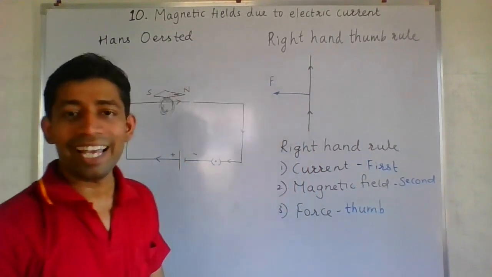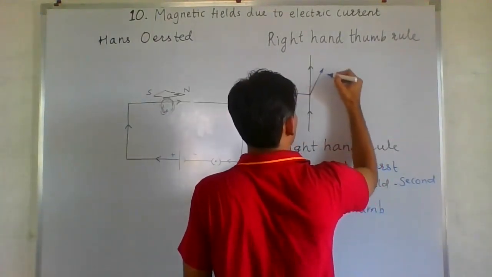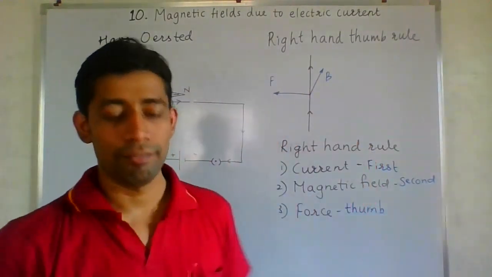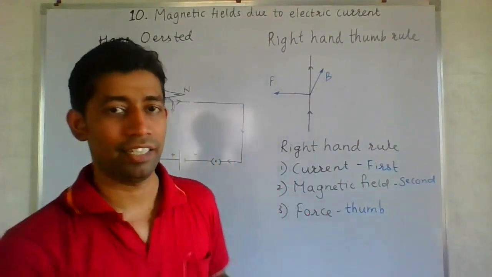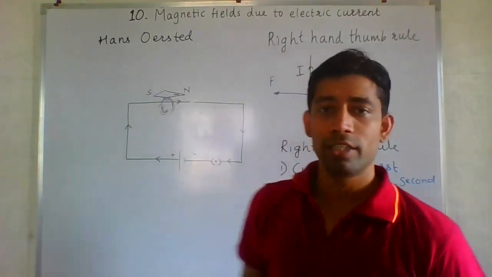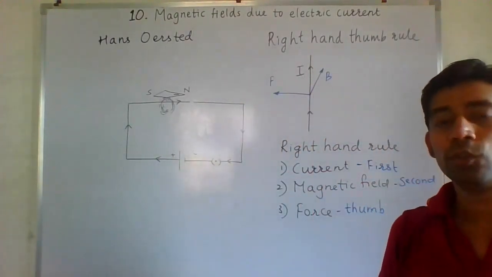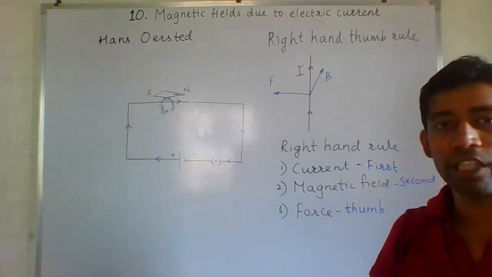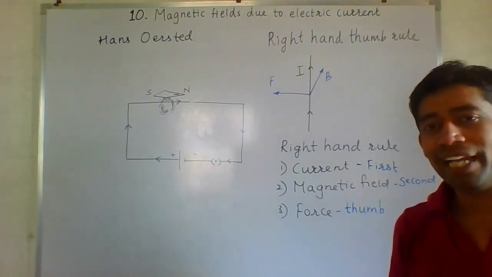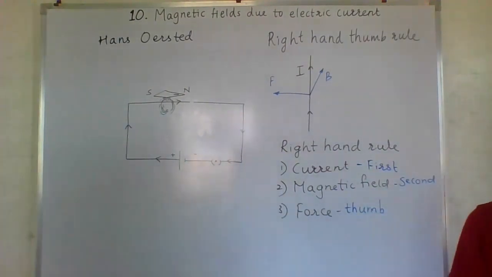ये हुआ फोर्स का डायरेक्शन, एंड ऐसा अंदर की तरफ समझो ये, inside we consider the direction of magnetic field, and this is nothing but our current. I hope you understood how to apply right hand rule. Got this? So this was just a brief introduction about this chapter which you might have already studied in your previous standards.